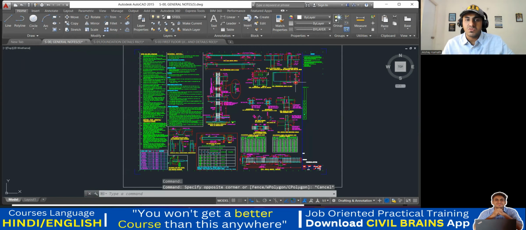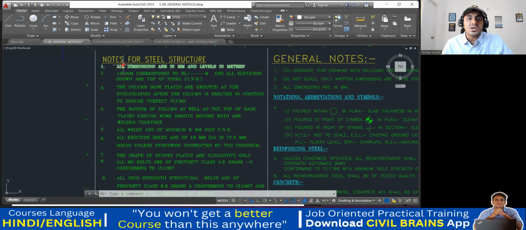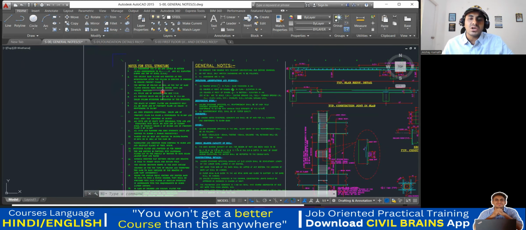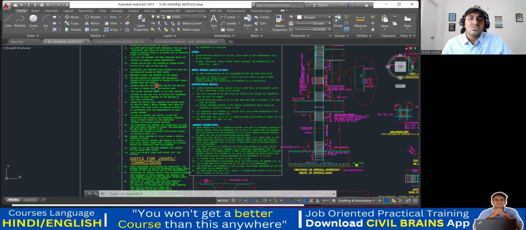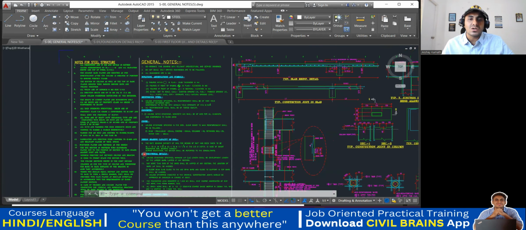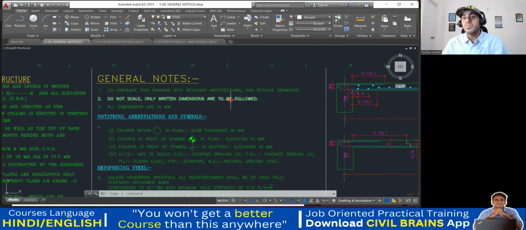So now this is one of the general notes that I have for this particular building. We'll take up this particular thing and try to understand. First, a lot of notes are given here. This is especially for the steel structure. Right now we are not discussing the steel structure. When I take up the PEB drawings, I'll take care of this there. Now we'll see only the concrete point of view.